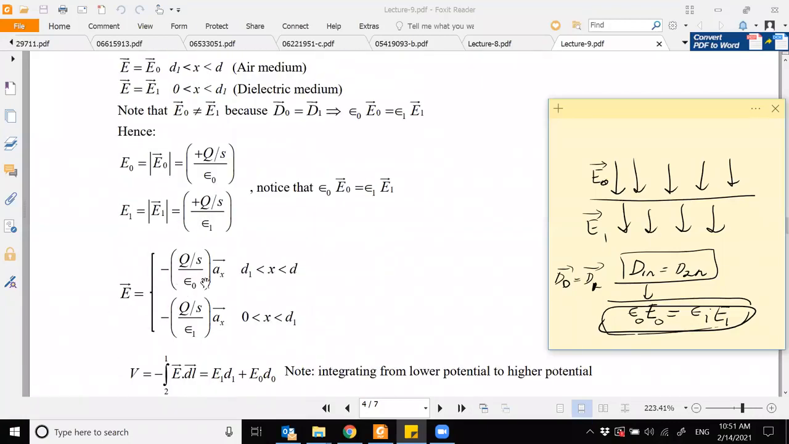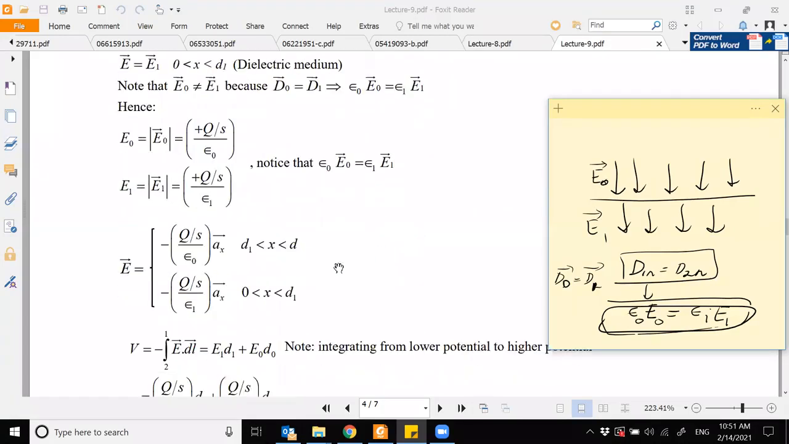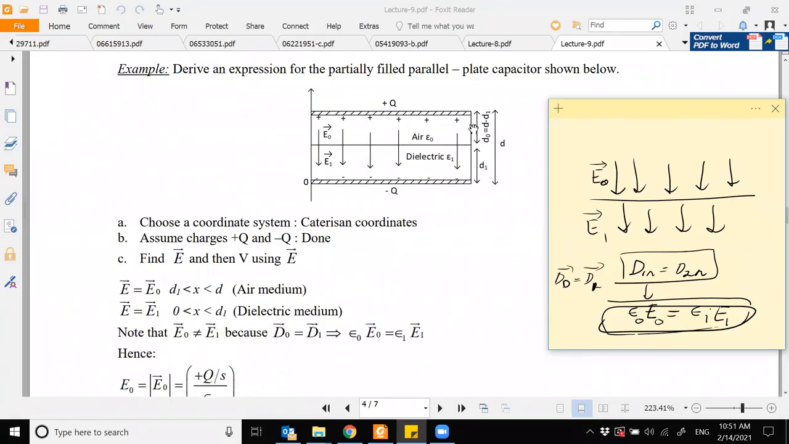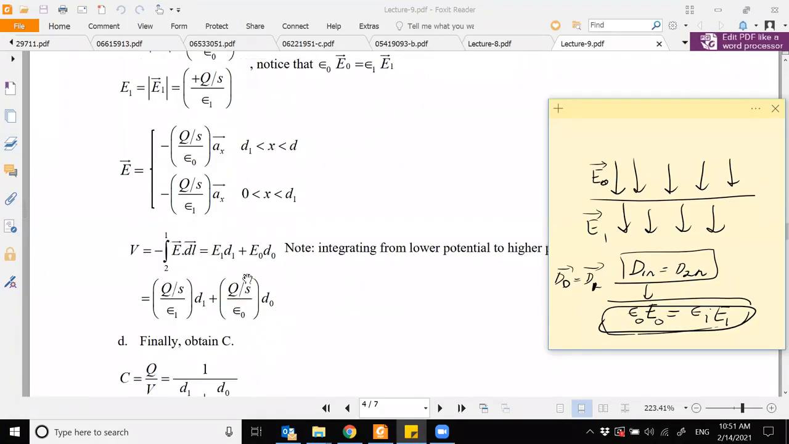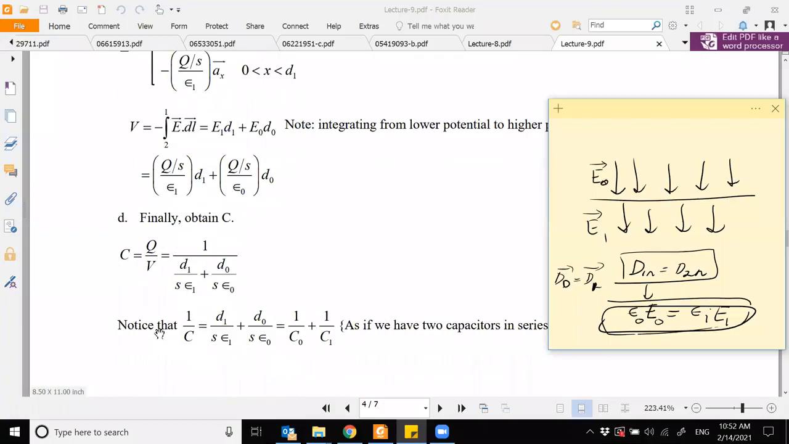Therefore, our electric fields in terms of vectors, because this is my AX direction and this is my field direction, will be minus and minus. And my potential difference will now be evaluated from 0 to D1 and then D1 to D. For 0 to D1 it is E1 D1, and D1 to D is nothing but E0 D0. So this is my potential difference, and therefore my capacitance will be C equal to Q over V, which is this one.